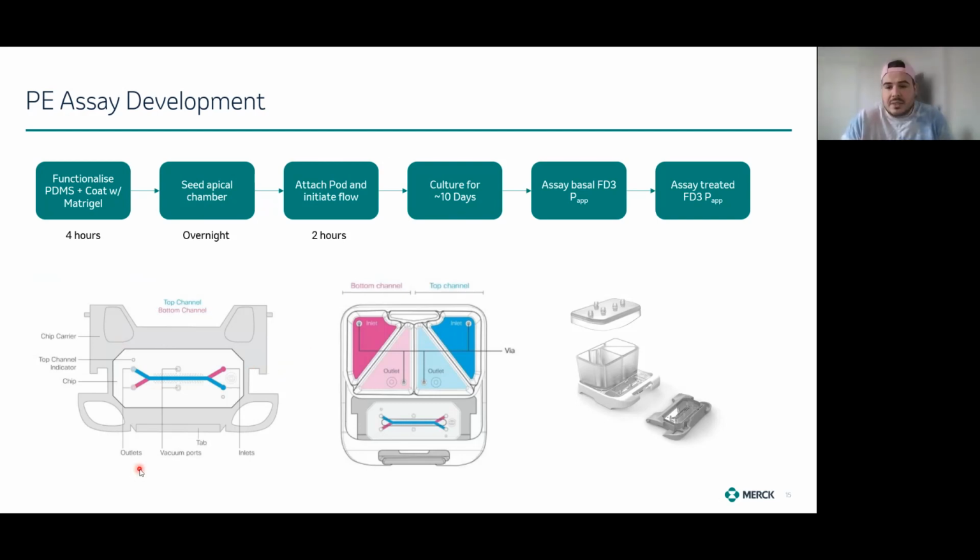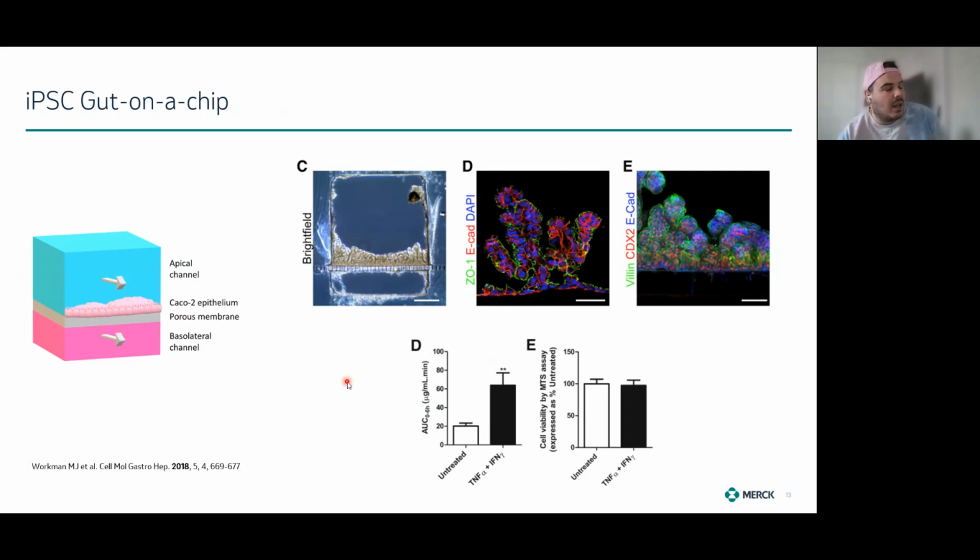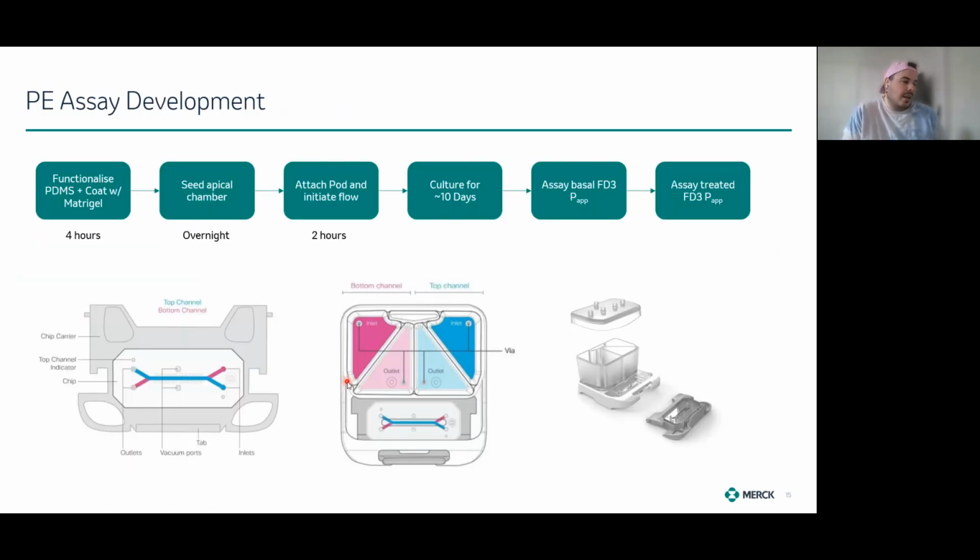So this is the Emulate chip system. Emulate are a company that's spun out of the Wyss Institute. The Wyss Institute were the original producers of this paper, and they developed these model systems. We purchased Emulate's equipment, and I worked with them during my postdoc as well. So when I came to Merck, it was quick for me to get this set up. It's a PDMS-based chip, so we have to functionalize the PDMS to allow the cells to stick, otherwise the cells won't be able to adhere to it. So we functionalize the PDMS and coat it with Matrigel to enable the cells to stick.